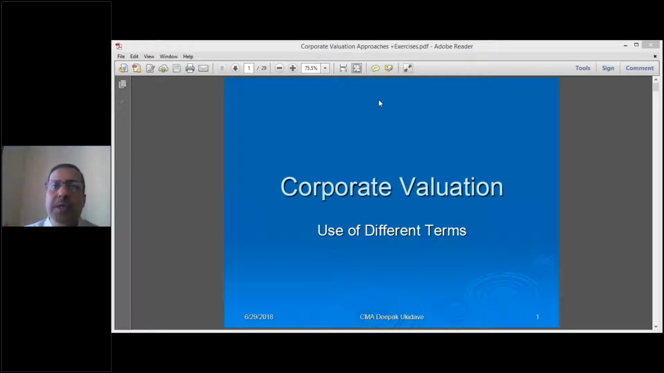Any permutation combination. Topics which you have to study for this business valuation section, section B, are number one, DCF technique of valuation, discounted cash flow technique of valuation, which makes use of two methods. One is FCFE, free cash flow to equity, and second is free cash flow to firm, FCFF. We are going to solve some problems of both these types in today's class and tomorrow's class as well.